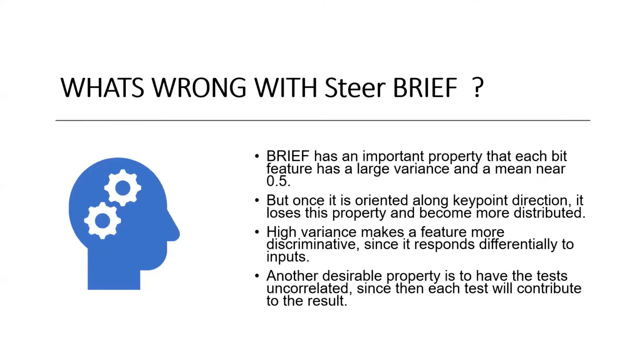But yet, the steered BRIEF descriptor is quite lagging behind on the concept of variance and the mean. BRIEF has an important property that each bit feature has a large variance and mean nearby equal to 0.5. Once it is oriented along the key point direction, that is S theta, it loses the property of variance and becomes more distributed. High variance makes the feature more discriminative since it responds differently to the inputs. Another desirable property is to have the tests uncorrelated, since each test will contribute to the result.